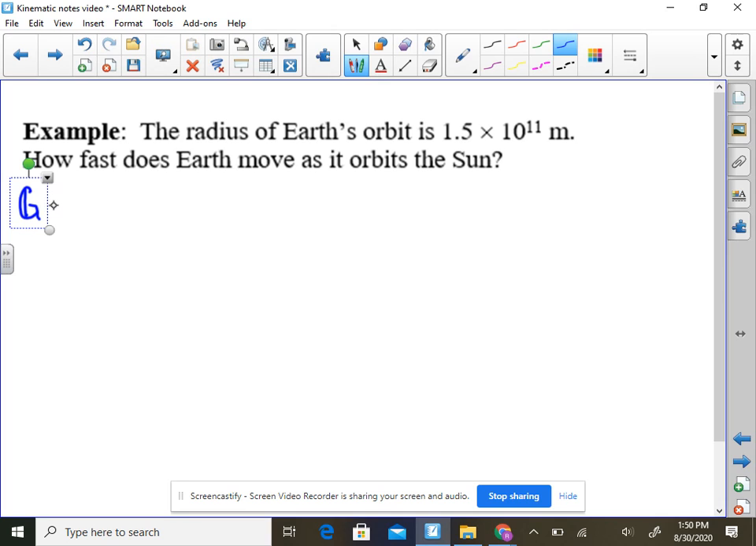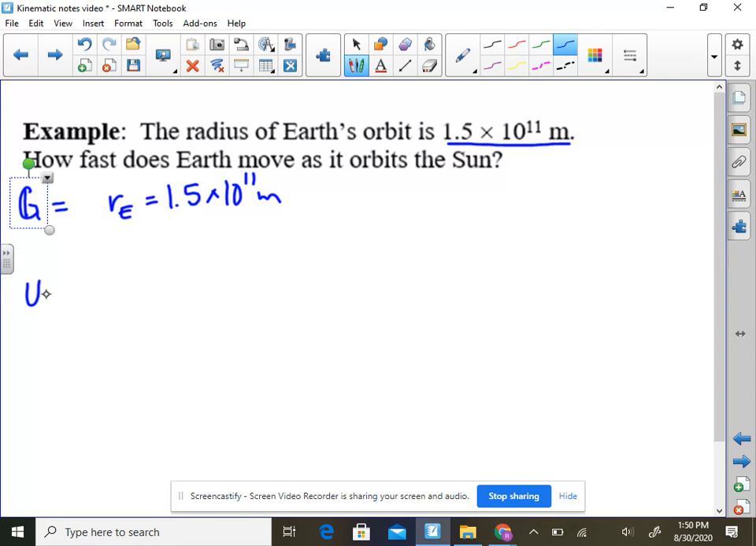Our givens: the radius of the Earth is 1.5 times 10 to the 11th meters. And that's maybe all we're given in this problem. We want to know, how fast does the Earth move as it orbits the sun? And so we want to know what is our unknown.